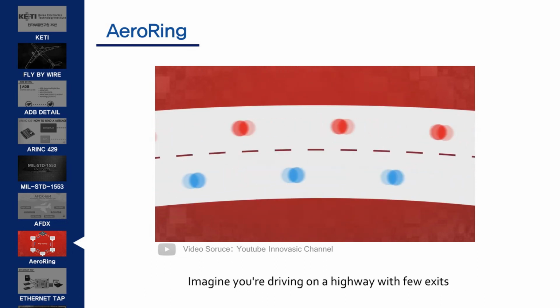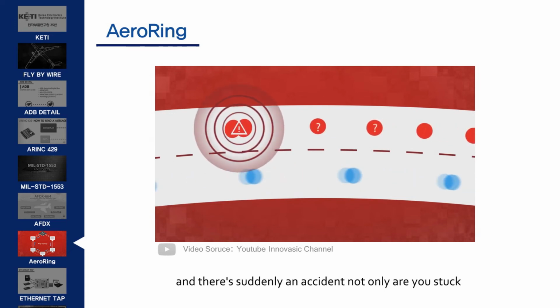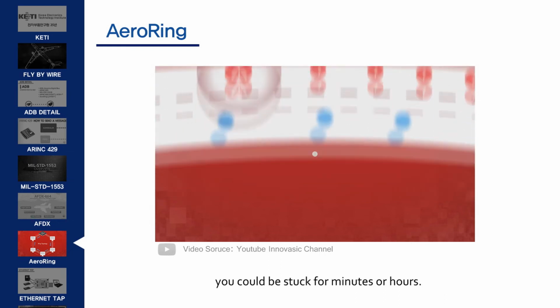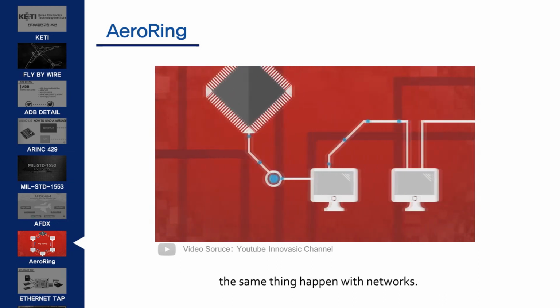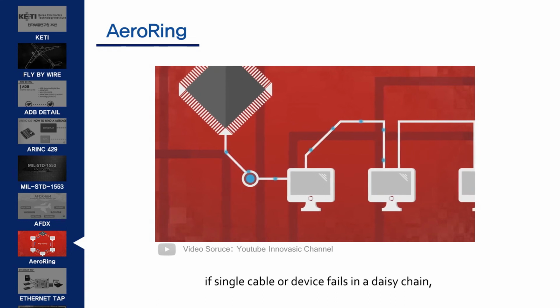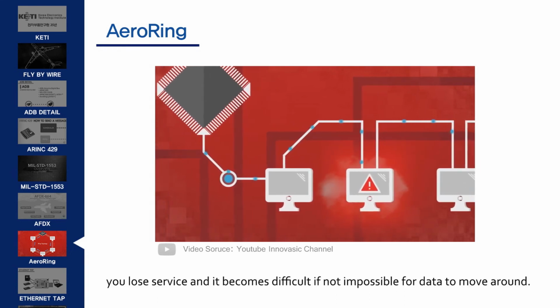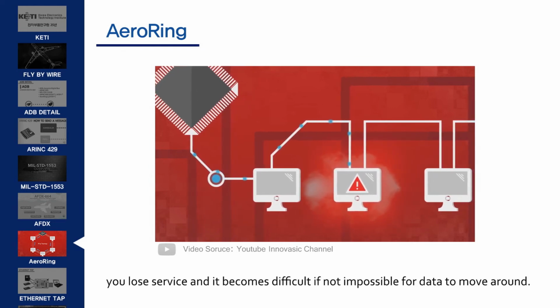Imagine you're driving on a highway with few exits and there's suddenly an accident. Not only are you stuck, but you don't know how far away you are from the accident. You could be stuck for minutes or hours. The same thing happens with networks. If a single cable or device fails in a daisy chain, you lose service and it becomes difficult, if not impossible, for data to move around.